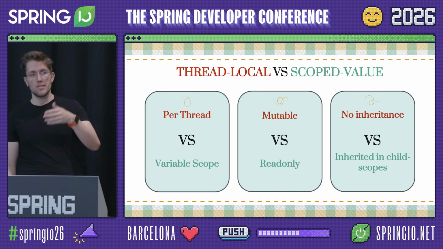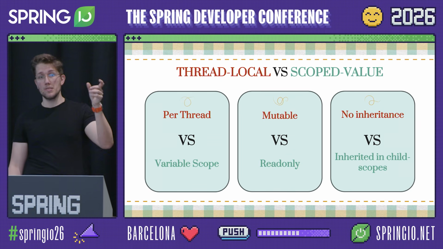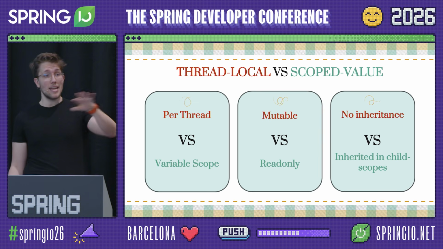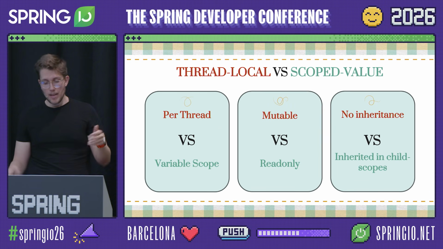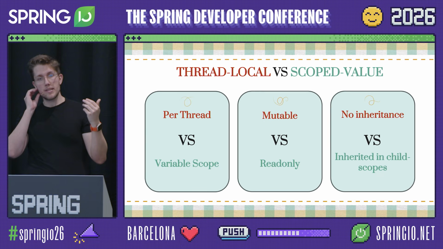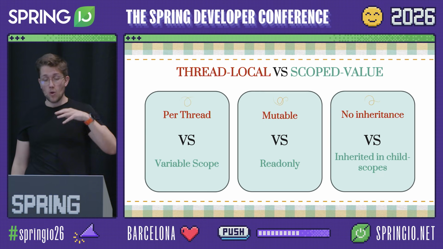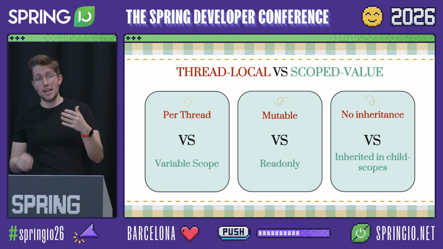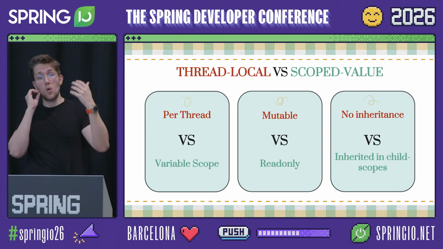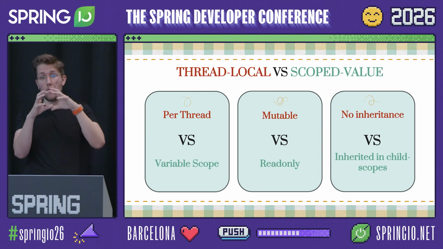Also, ThreadLocals are mutable. I could, for example, change the user ThreadLocal value anywhere in my code, and it would then be changed for the whole thread. ScopedValues aren't changed for the whole thread, and you can't even change them. You only can override them inside of another scope.